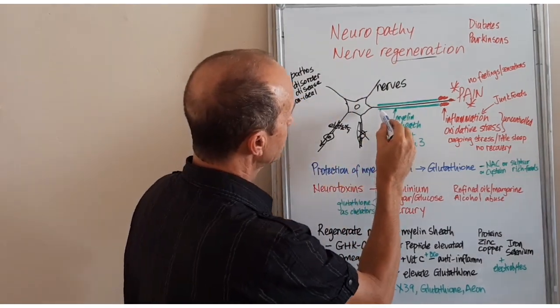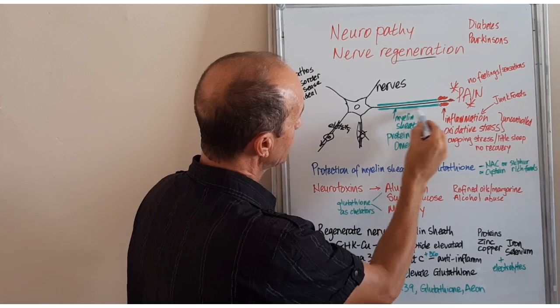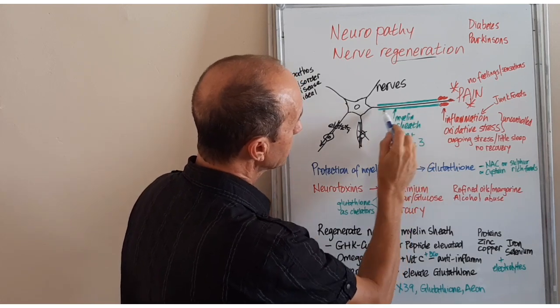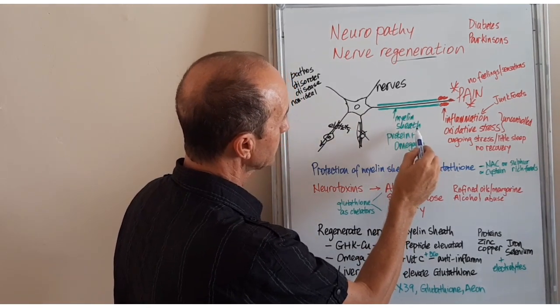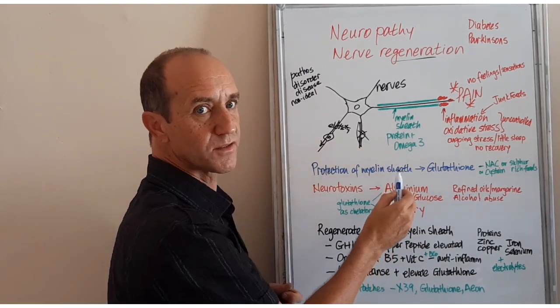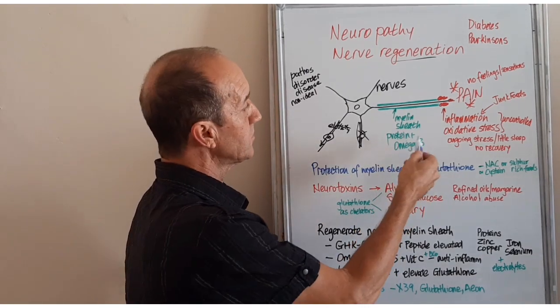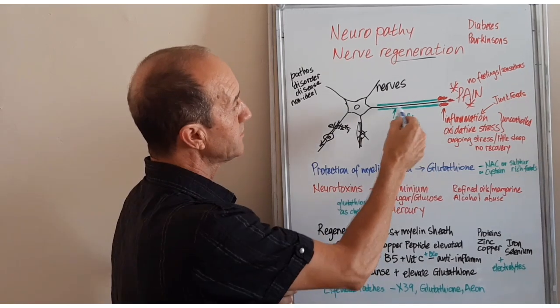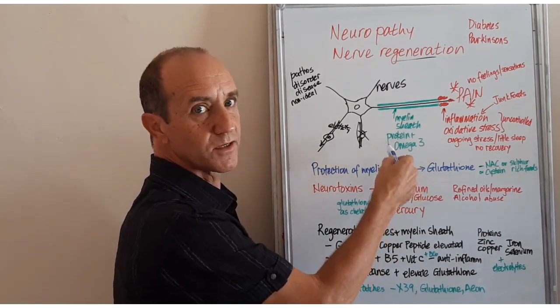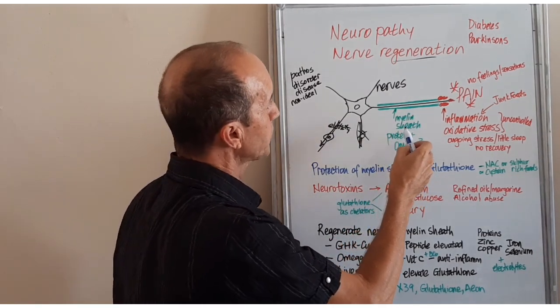So how do we do a regeneration of the nerves? There's a nerve here, and in the nerve you've got a covering which is called the myelin sheath. It's made of protein and omega-3, made of cholesterol. So you need your cholesterol because it manufactures your myelin sheath. You need your omega-3, your good oils, and you need good proteins.